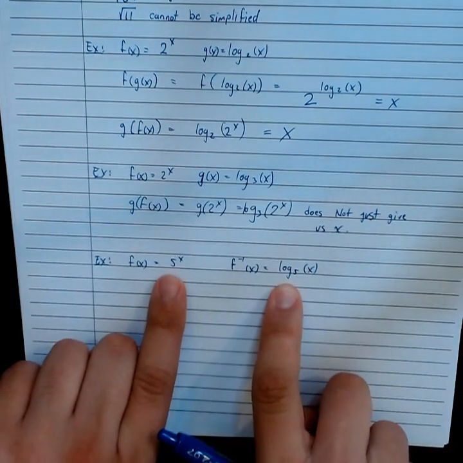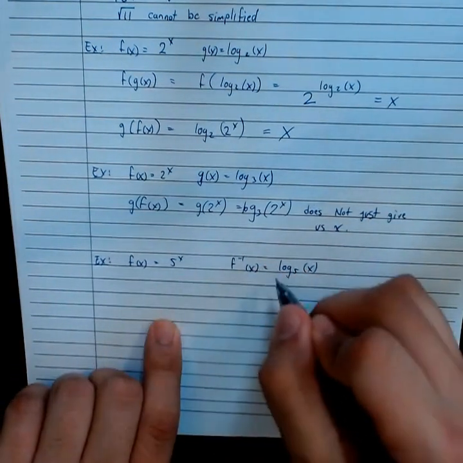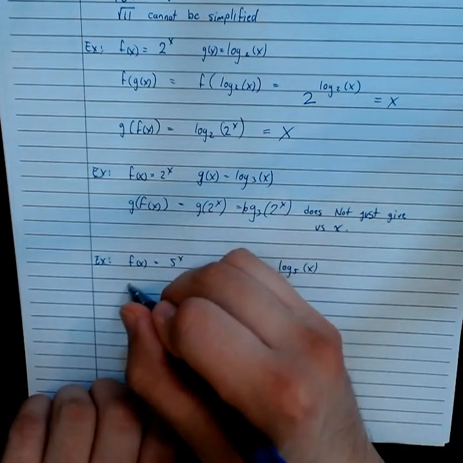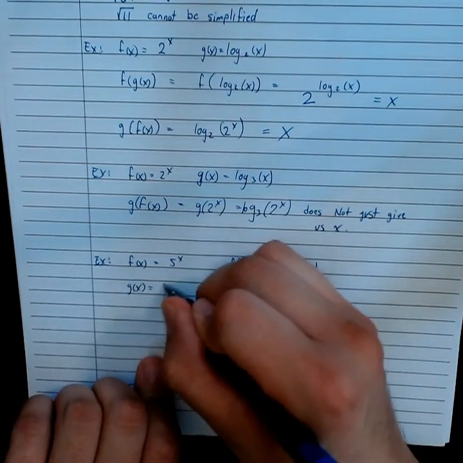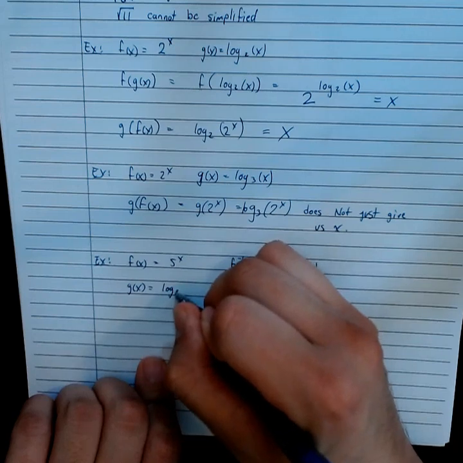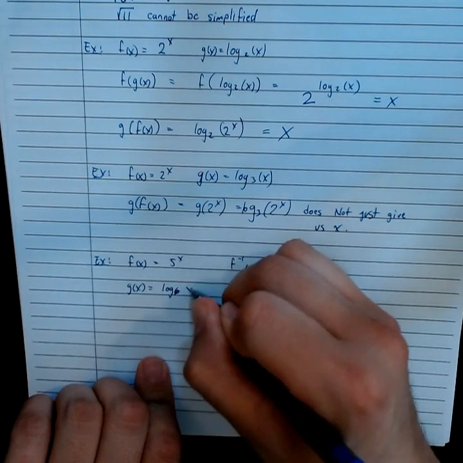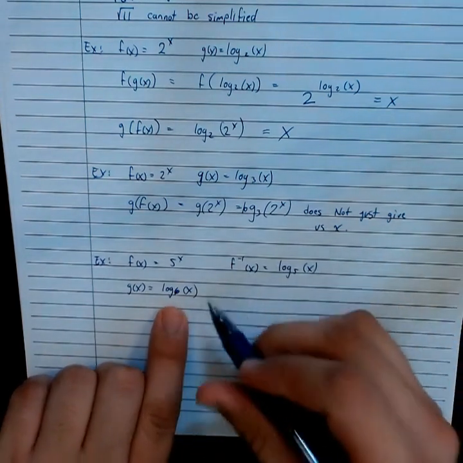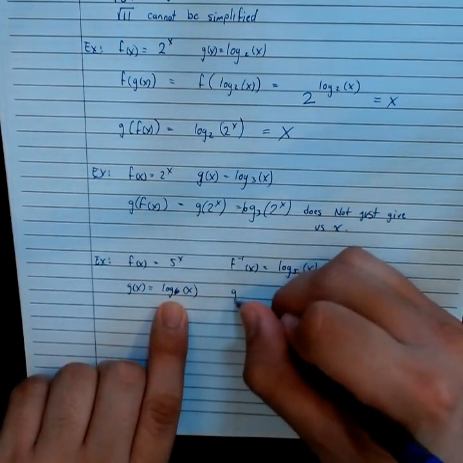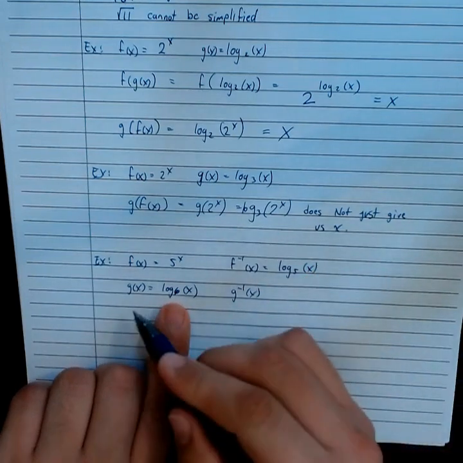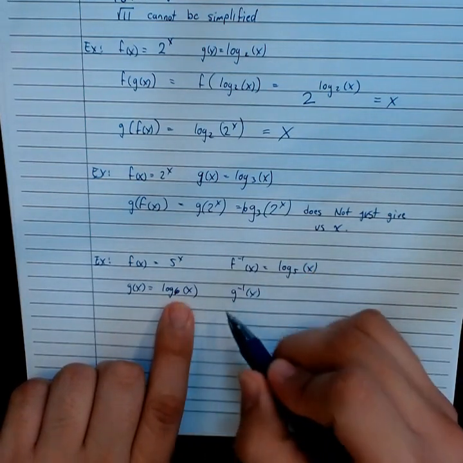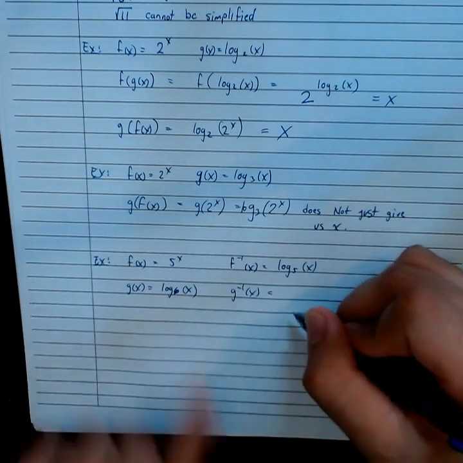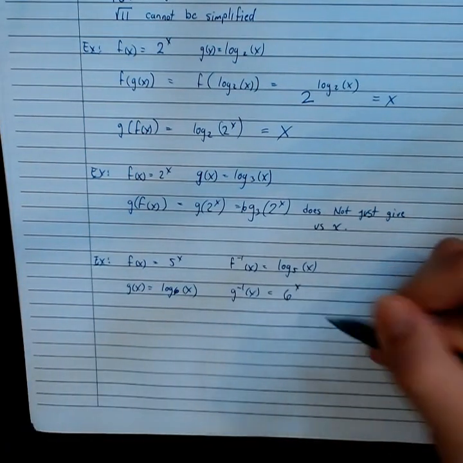These are inverses. Likewise, if I start with a logarithmic function, I could say g of x is equal to log base 6 of x, and the inverse of a logarithm will be an exponential. But again, the bases must be the same. So if g of x is log base 6 of x, then g inverse of x must be 6 to the power x.